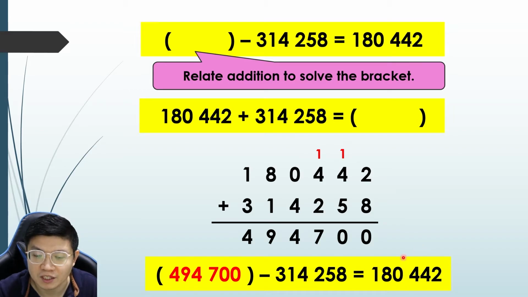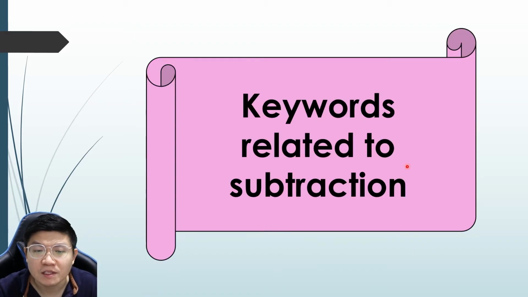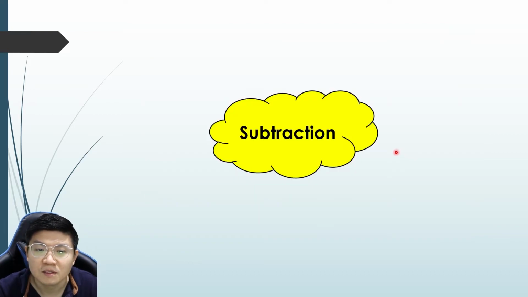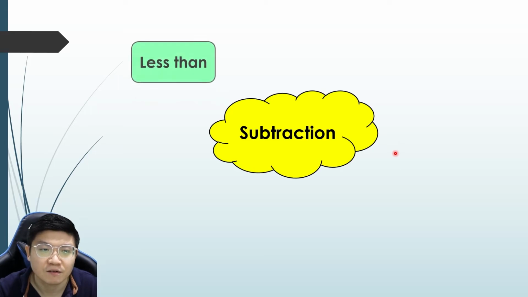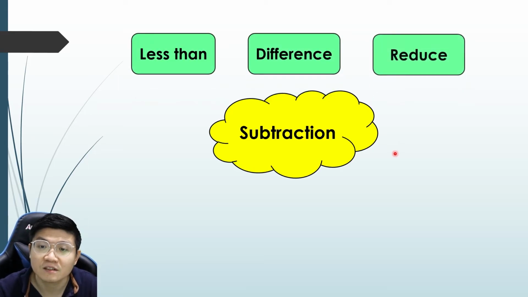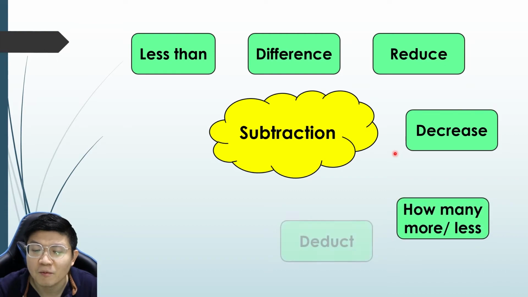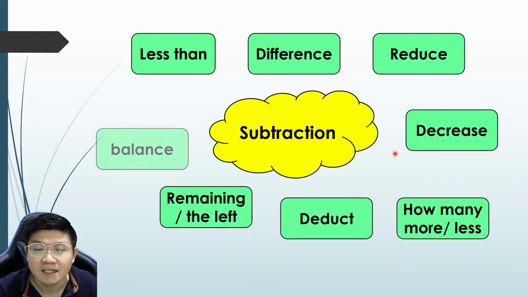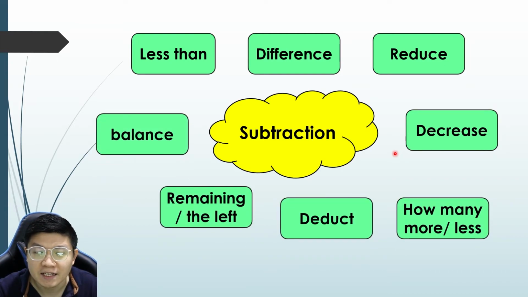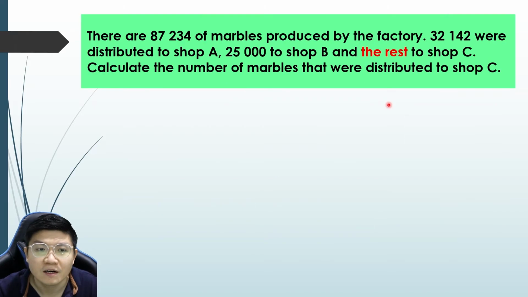It makes logic. So, keywords related to subtraction. What are the keywords that are related to subtraction? For example, less than, difference, reduce, decrease, how many more, how many less, deduct, remaining, the left, balance, and many, many more. So these are the common keywords that you will usually see in problems.